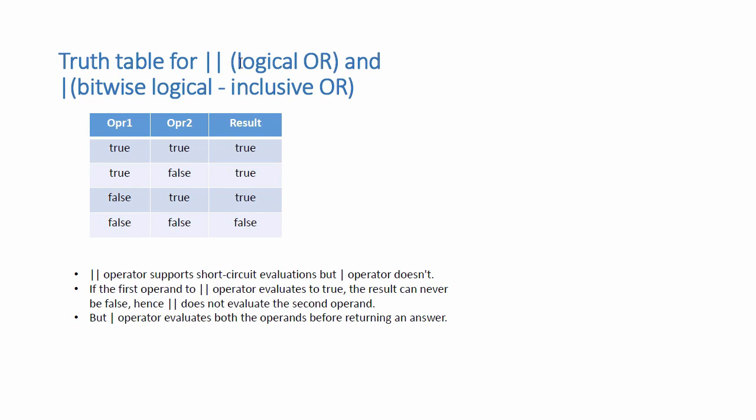Now let us check the truth table for logical OR and bitwise logical inclusive OR. The truth table states if either one of the operand is true, final result will be true. If both the operands are false, final result will be false. Now consider these two cases, first and second. If the first operand is true, whatever be the result of second operand, be it true or false, final result is always true. So the short circuit operator comes into picture in these two cases as well. So if you use double pipe sign, it is a short circuit operator, but if you use single pipe sign, then both the operands will get evaluated to get the final result. Let us see an example on this.